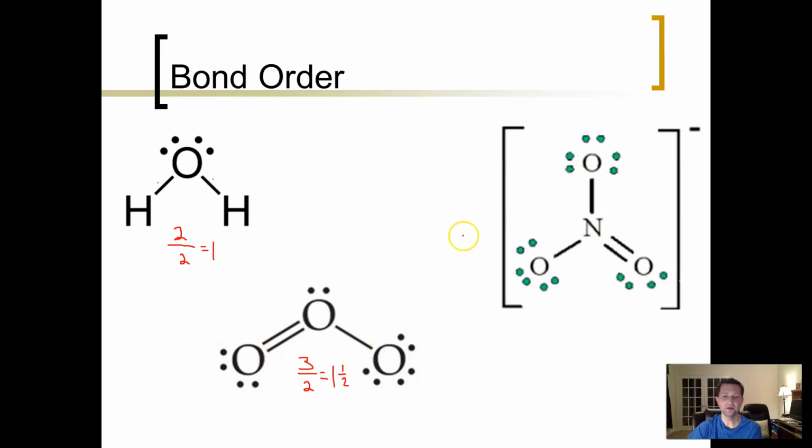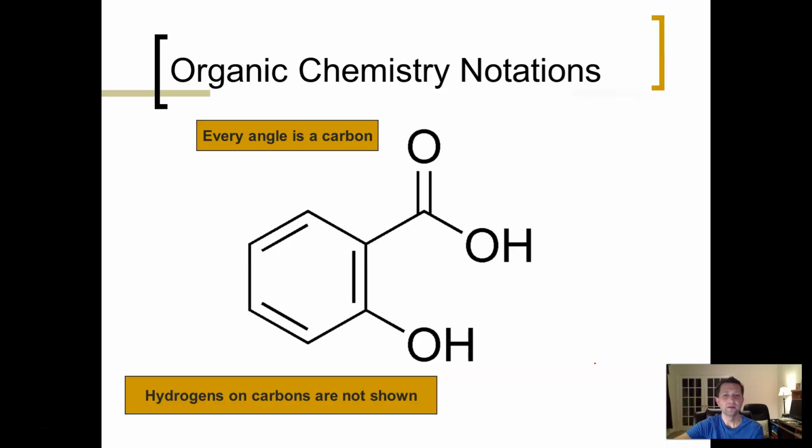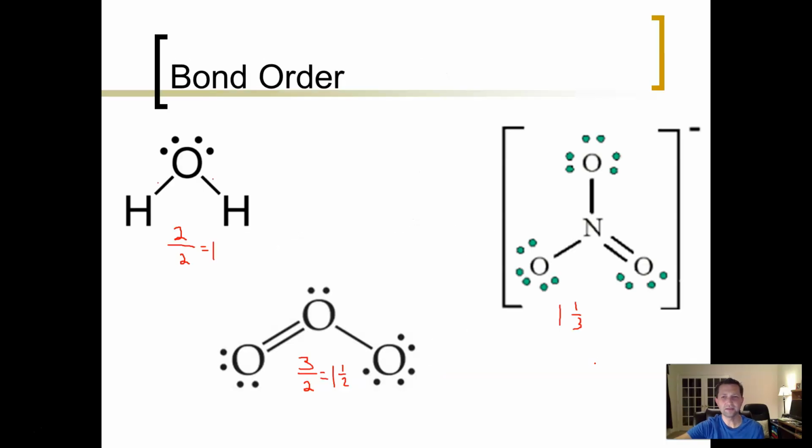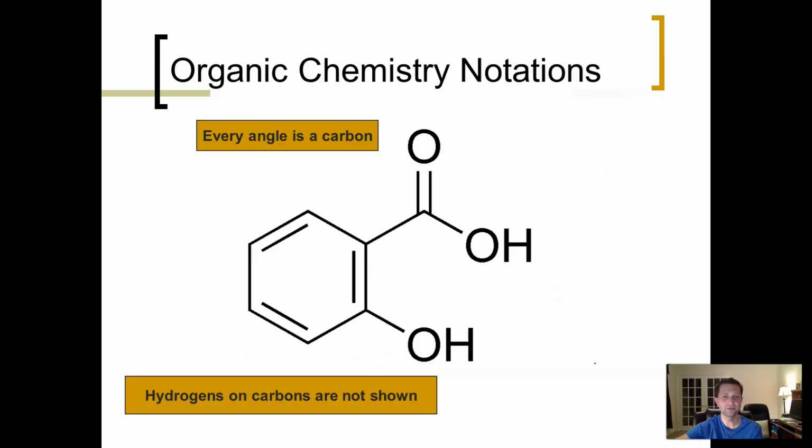Over here, for the nitrate ion, I already did it. Number of bonds is 4. Domains that are bonded, it's 3, so you get 1 1/3. So that's our bond characteristic for that. Just some other things to wrap up. That's it for bond order. Other things to wrap up in terms of just notation.